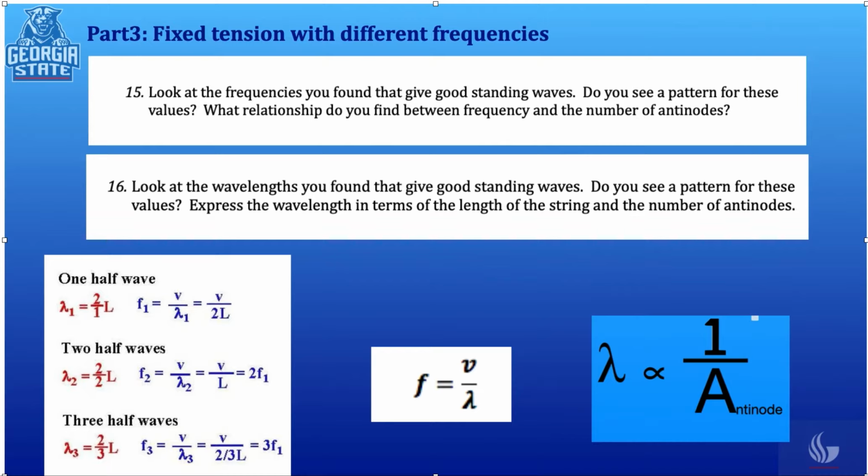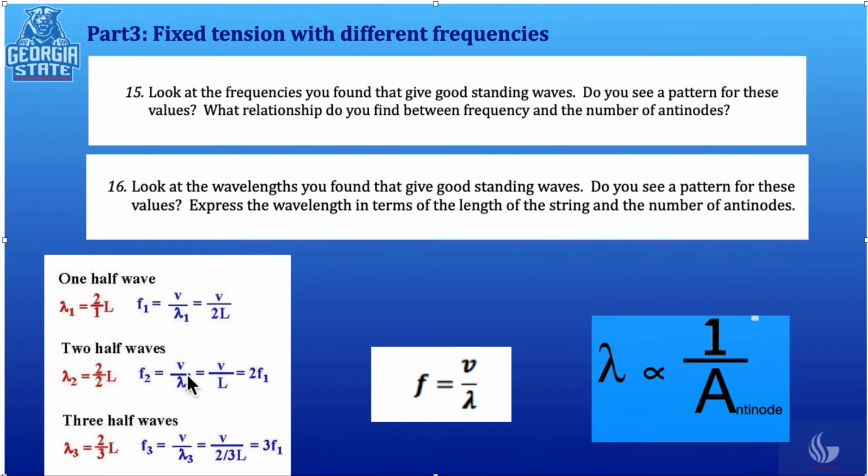Part 3, fixed tension with different frequencies. Question 15. Look at the frequencies you found that give good standing waves. Do you see a pattern for these values? What relationship do you find between the frequency and the number of antinodes?